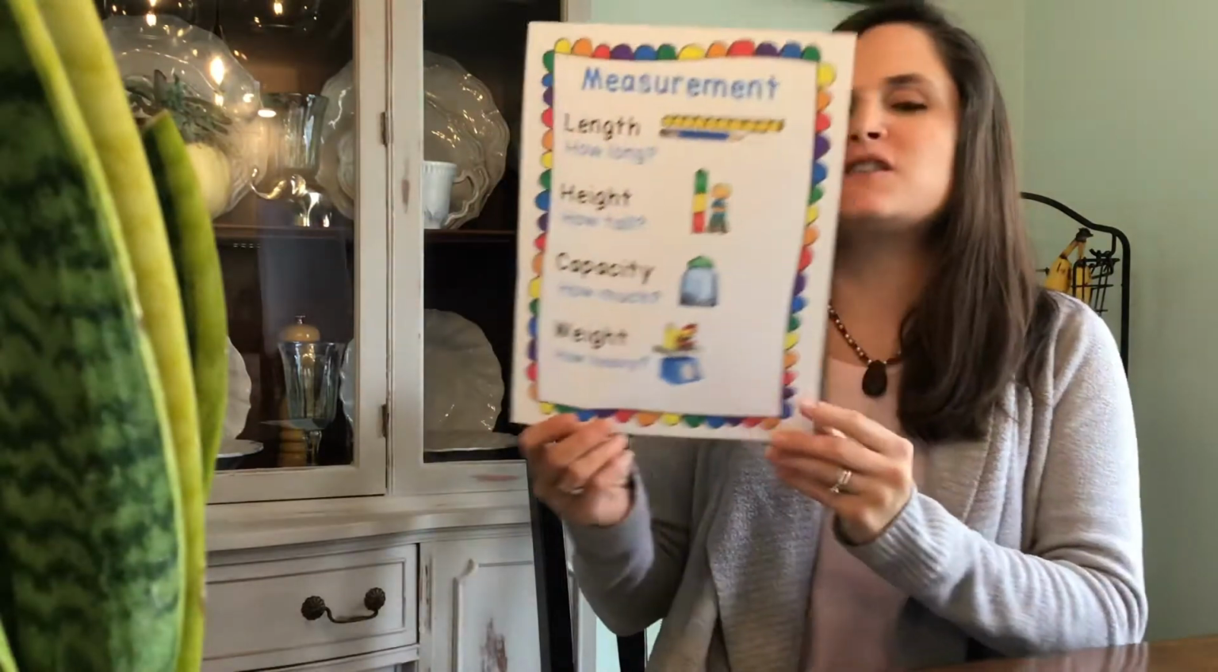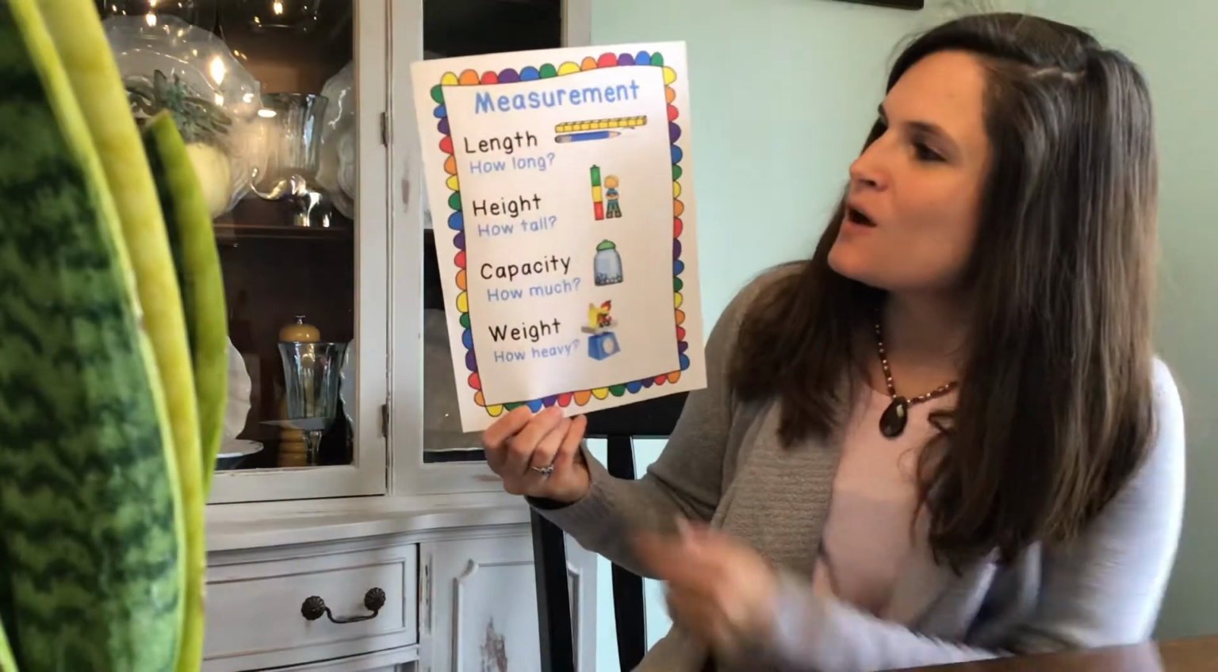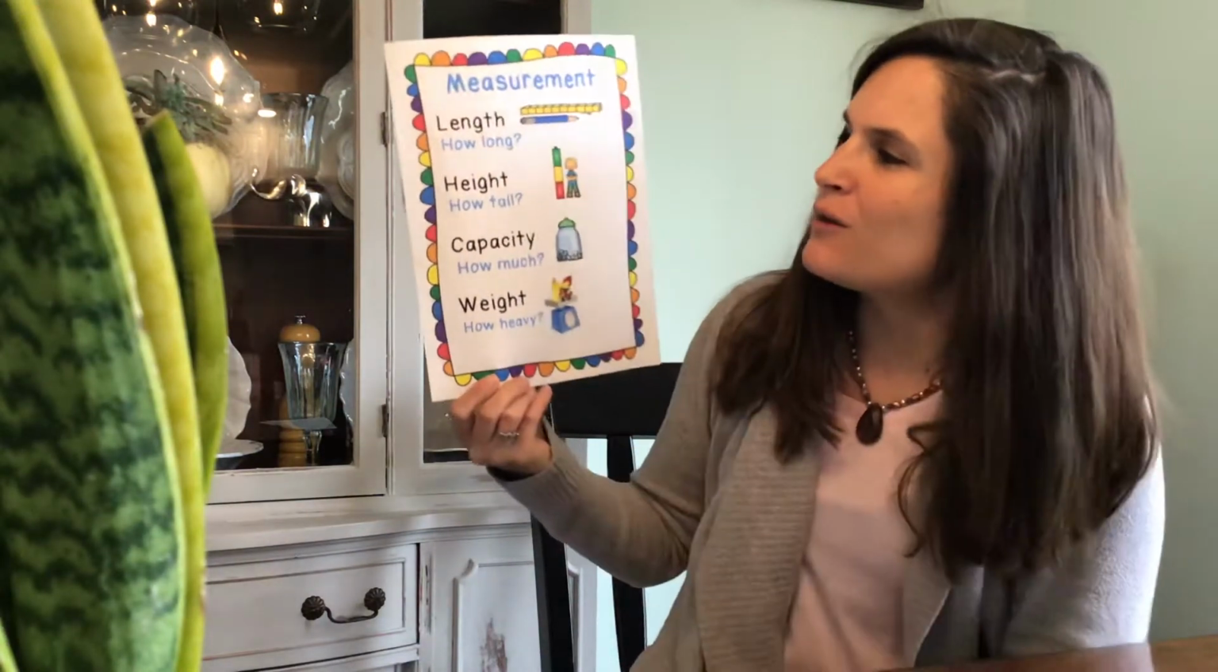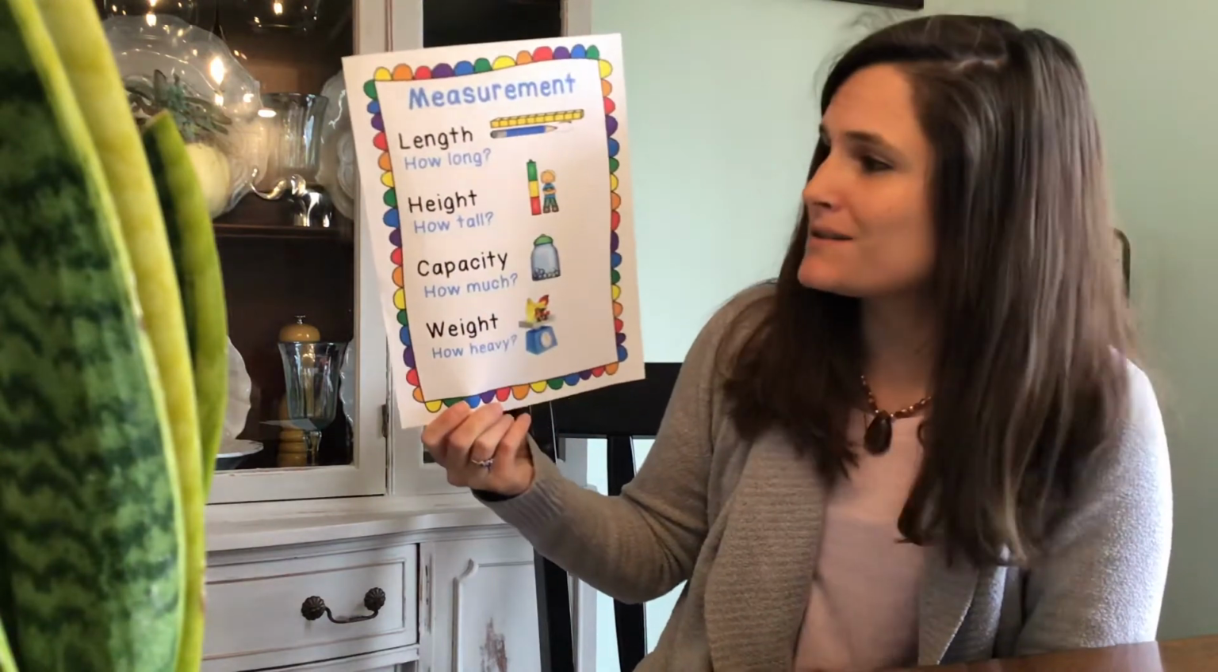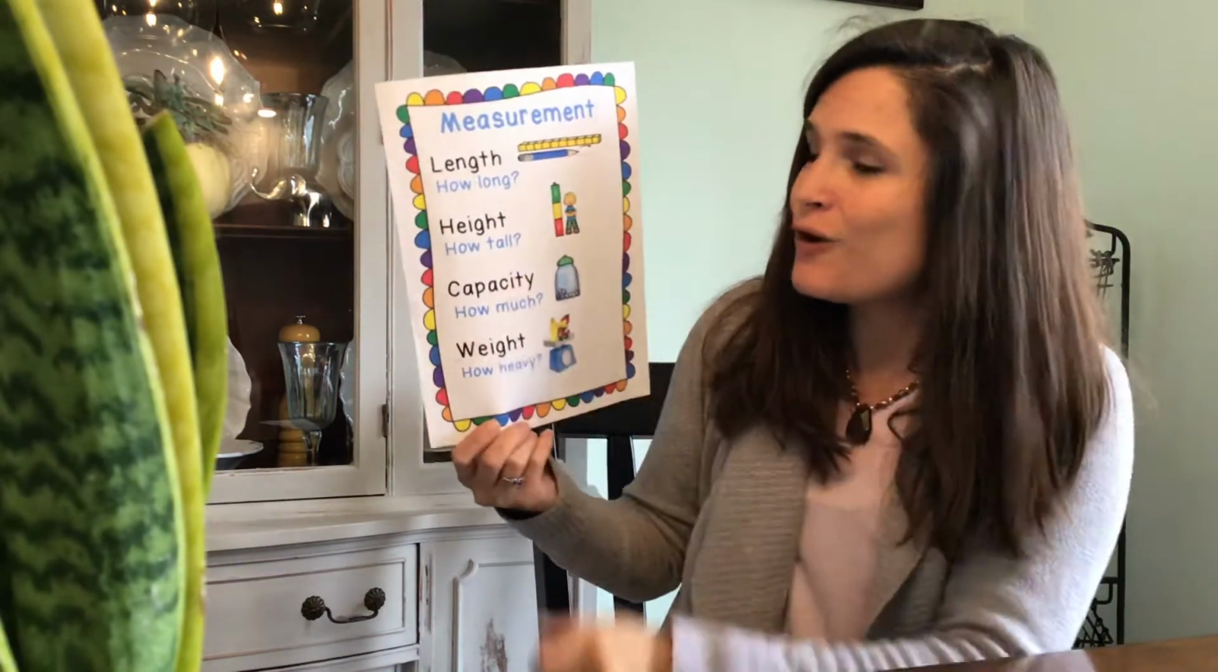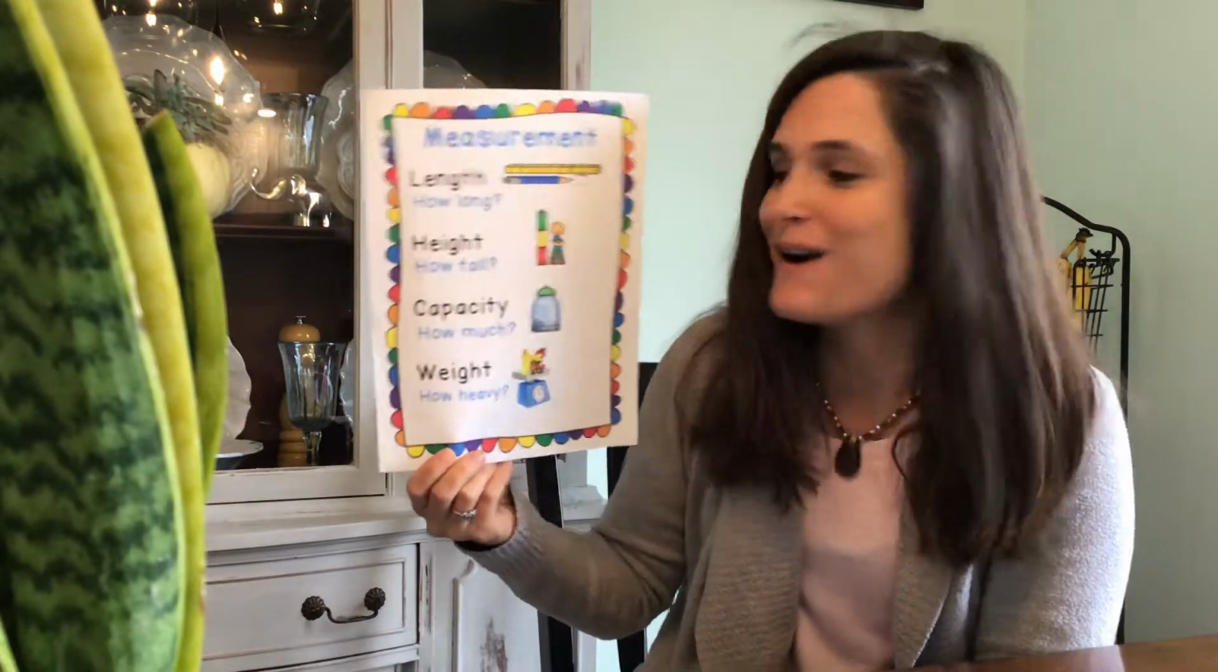Hi, so this week we're going to continue talking about measurement. Last week I showed you this chart of the different ways that we can measure things. We can measure length and how long something is. That's what we practiced last week. We can measure height. Hopefully you were able to measure how tall you are.